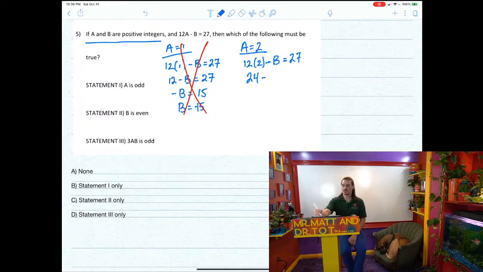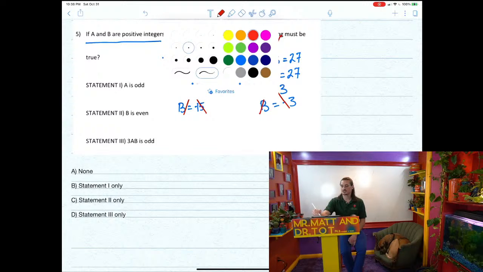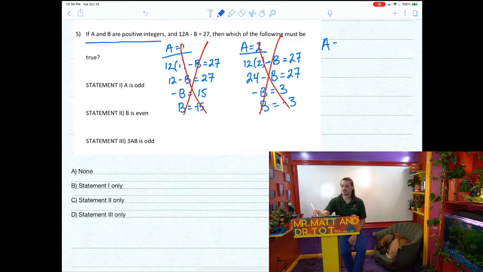So if I keep going, A is equal to 3. If A is equal to 3, then I'd get 12 times 3 minus B is equal to 27. 12 times 3 is 36, so 36 minus B is equal to 27. Subtracting 36 on both sides, I get negative B is equal to negative 9. Multiplying by negative 1 on both sides, B would be equal to 9. So notice that when A is equal to 3, B has to be equal to 9.